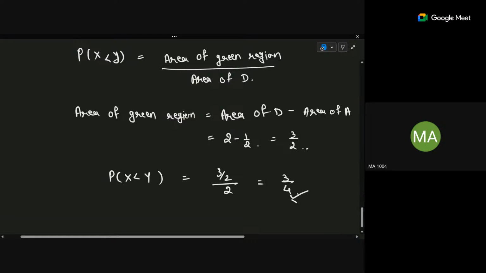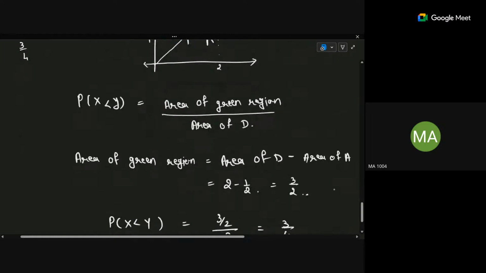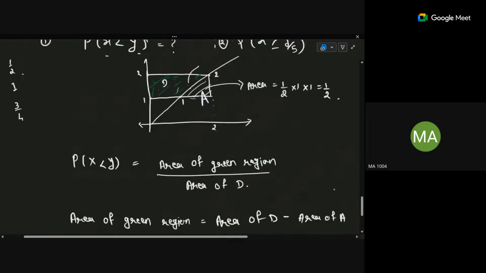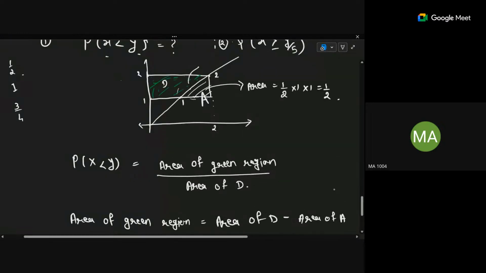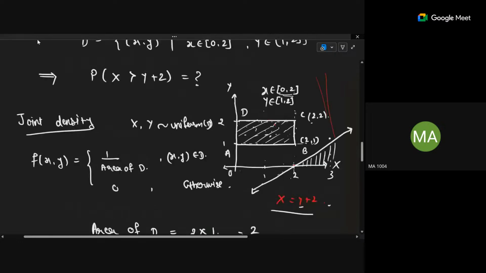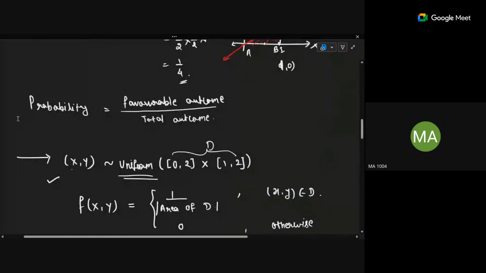So whenever we do not have a uniform region, that means uniform area, standard square, at that time we have to divide by the area of D. Why do we need to divide it by area of D? Because of the general law of probability, that is favorable outcome divided by total outcome, right? We are using only this formula, nothing new here.